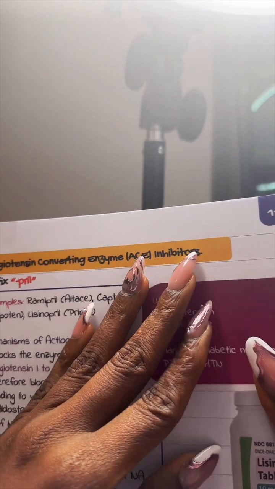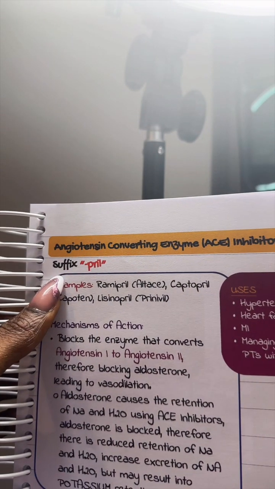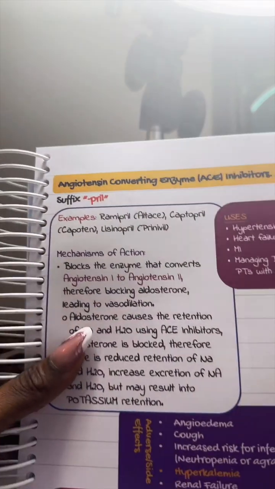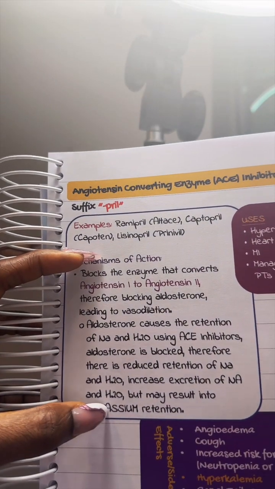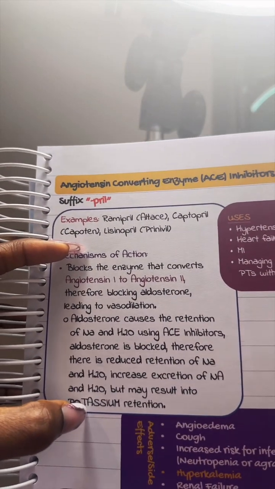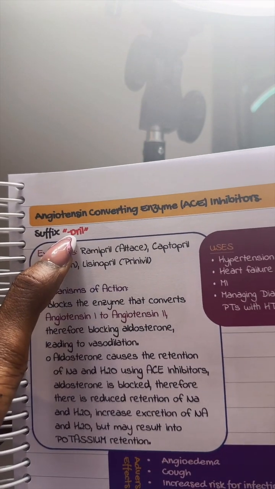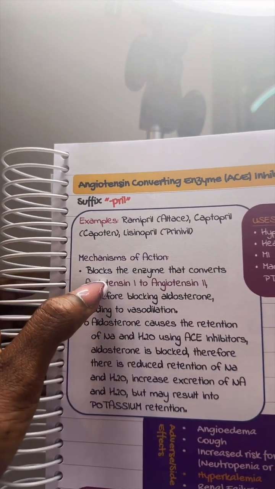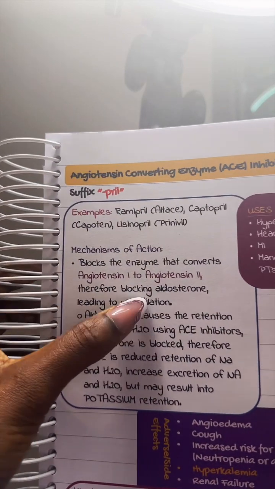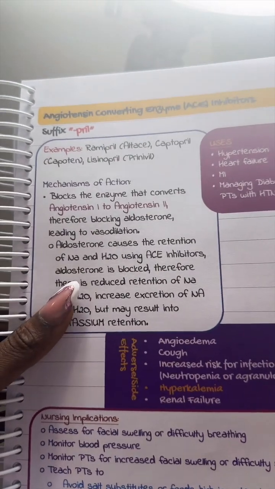So this is your ACE inhibitor. We just had a question on this, right? And the suffix for this is pril. So whenever you get any medication that ends in pril, you have to know just these few words. It is not that bad. I know in your textbook it might look like, oh, this is too much. All you want to know is that any medication that ends with pril will block the enzyme that converts this to this. And when it does that, your aldosterone is blocked and then your vessels are dilated. And when that happens, it reduces your blood pressure.